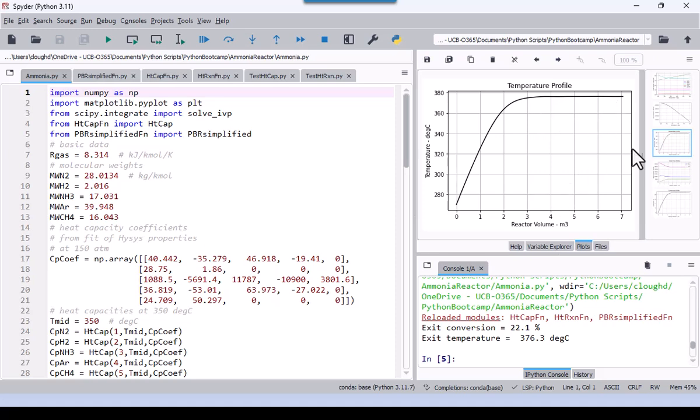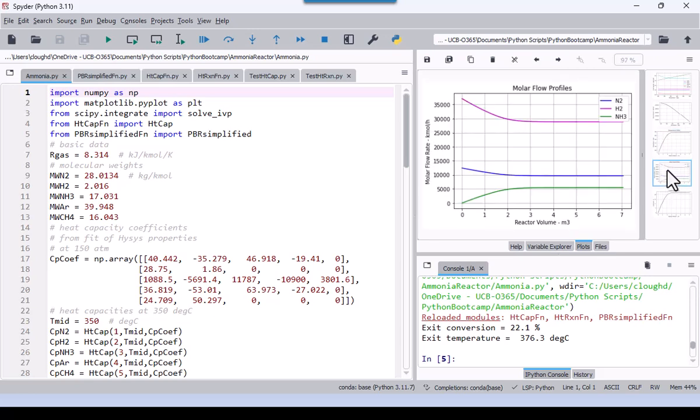And then if we take a look at our second plot, it shows the molar profiles for our 3 components. And so you can see most of the change is taking place here in the initial part of the reactor, all right? It's pretty much done by about 4 cubic meters, all right?